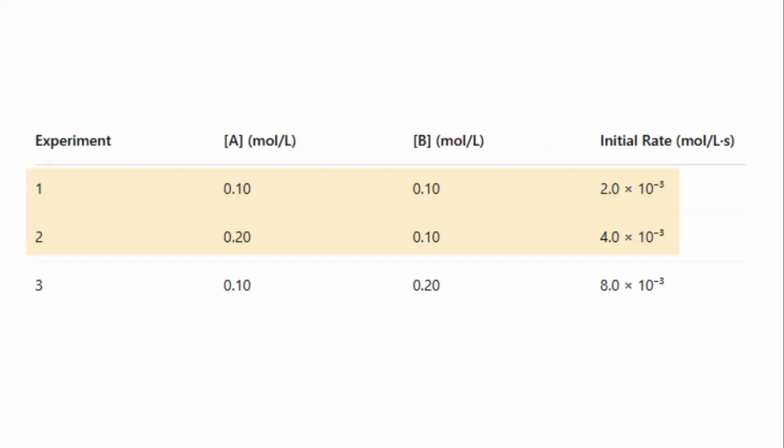So we need to find two experiments where the concentration of B was constant. Well, that's experiment 1 and 2. So we will compare those two experiments, 1 and 2. Now, we've already said the concentration of A doubles. It went from 0.1 to 0.2 molar. And the rate also doubled. It went from 2 by 10 to the minus 3 up to 4 by 10 to the minus 3.